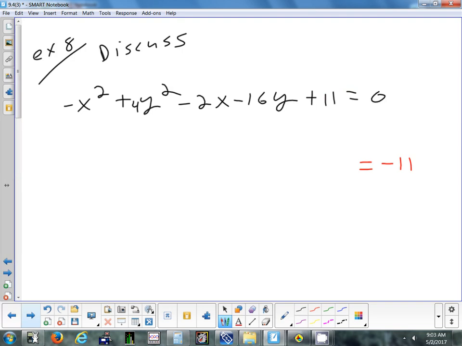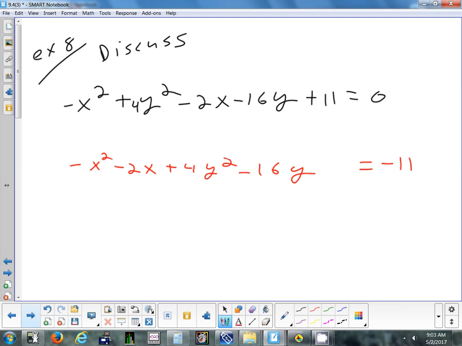The next thing I like to do is make sure my x's are next to each other and my y's are next to each other. For me, visually, it's just easier. So we're going to have negative x squared minus 2x plus 4y squared minus 16y.